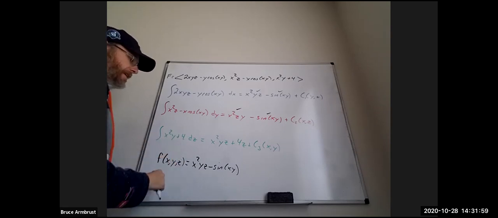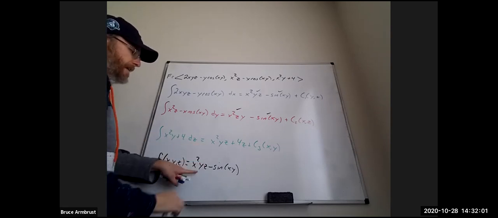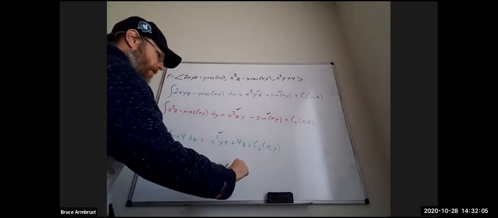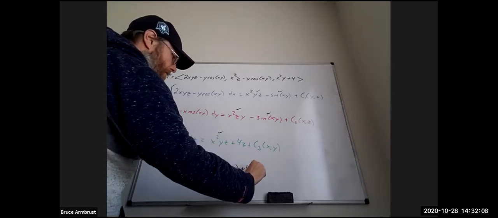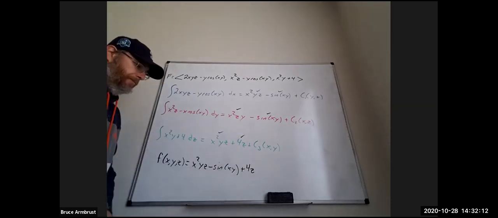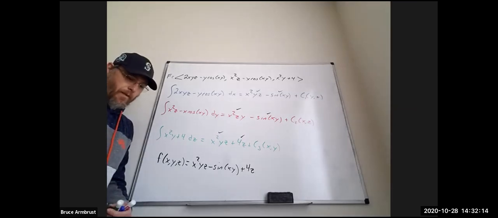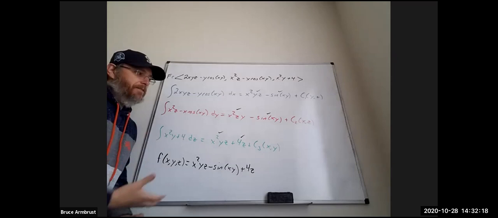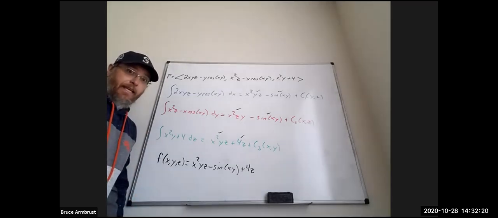So now let's go to the z's. I need x squared yz. Got it. I also need a 4z. Okay, so let me put that in there. And we've now taken care of everything except for possible constants.